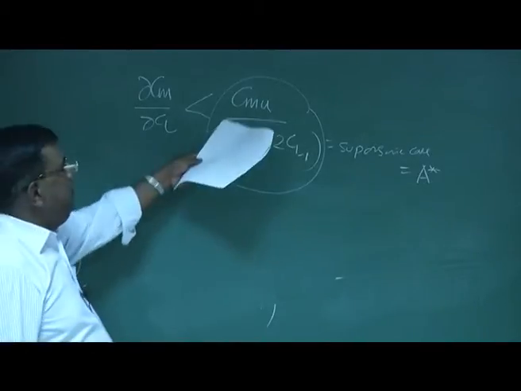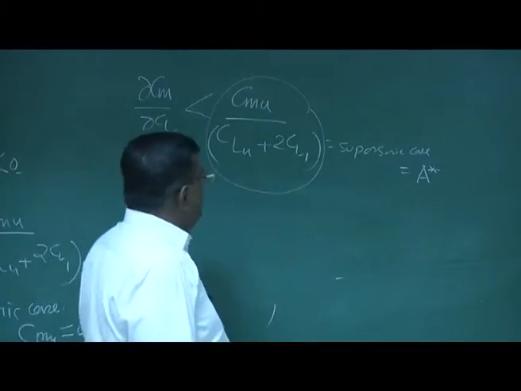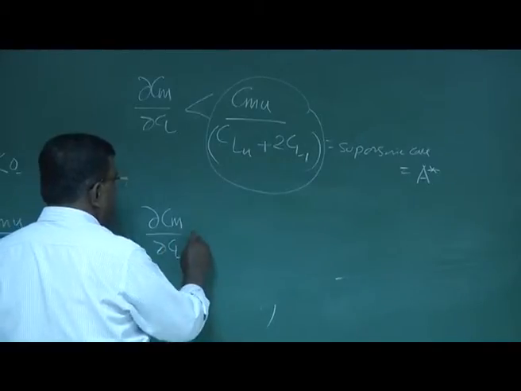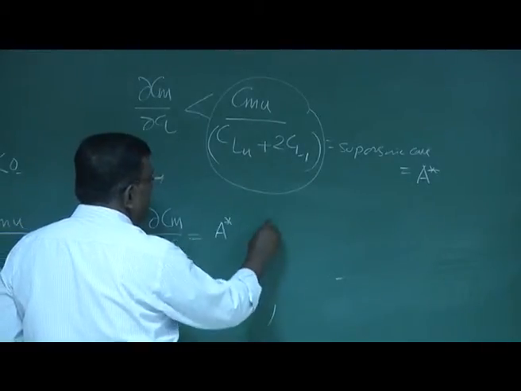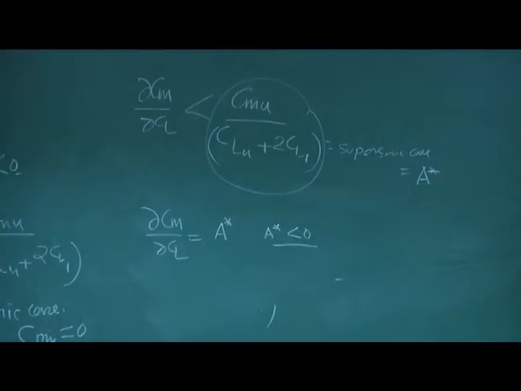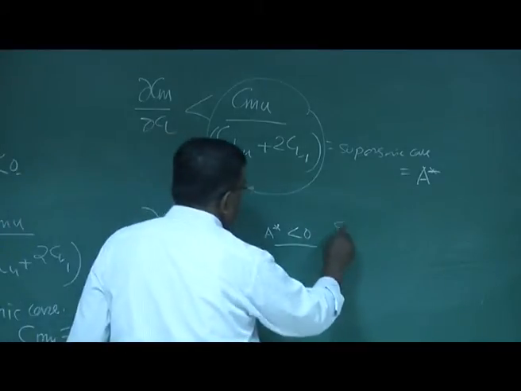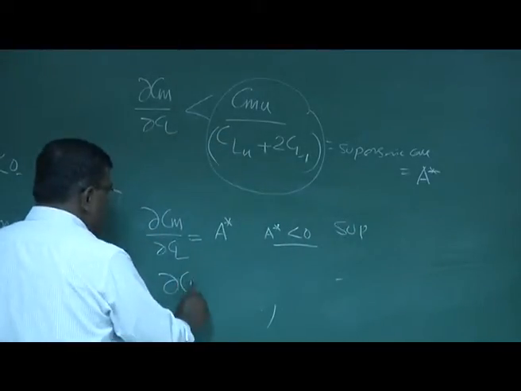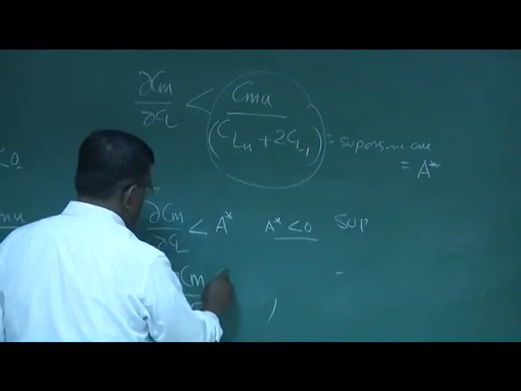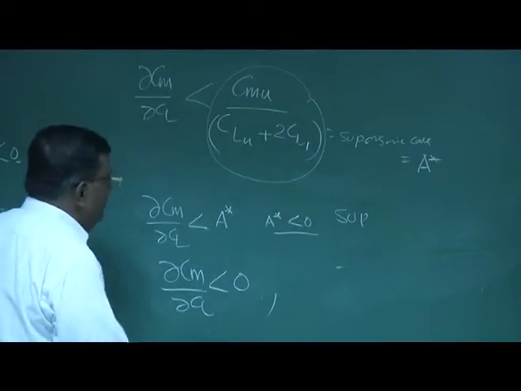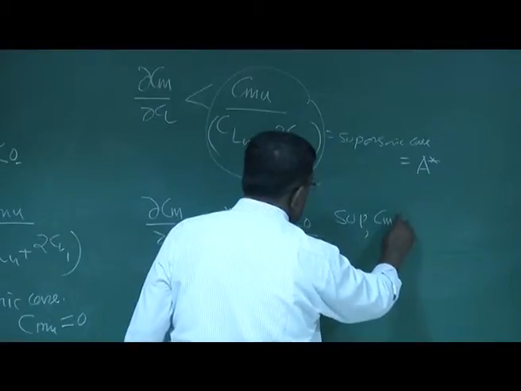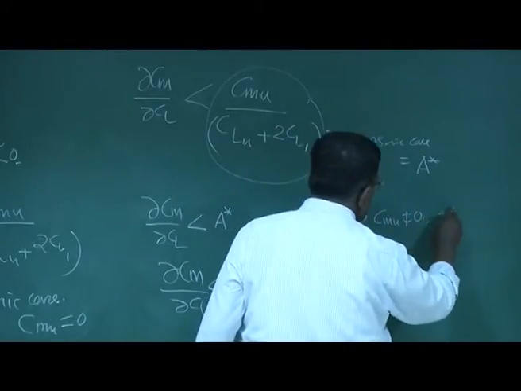So this is negative, that we know, so this will indeed be less than 0. So dCm/dCl, let this equal A star, where A star is less than 0. Fine? This is the supersonic case. For the subsonic case, the same relation gives dCm/dCl less than 0, because CMU is 0 there. Here CMU is not equal to 0, in fact it is less than 0.